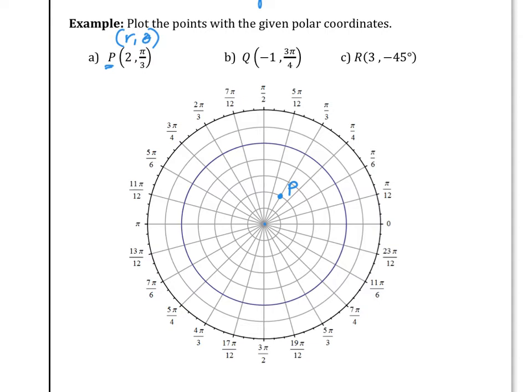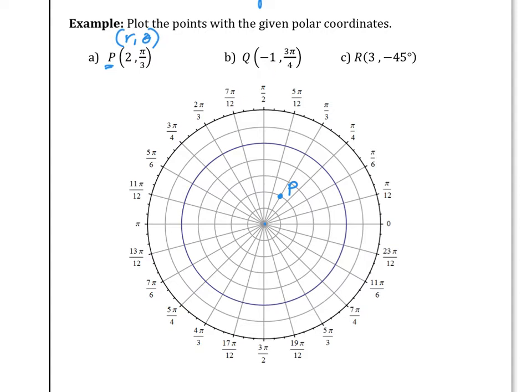Alternatively, some people find this other way faster. They find the angle first, so they know that the angle is on this line, and then they go 2 out. So that's also another way to find the point quickly. All right, let's go ahead and try another one. I'm going to change to a different color. So this one is -1, 3 pi over 4.